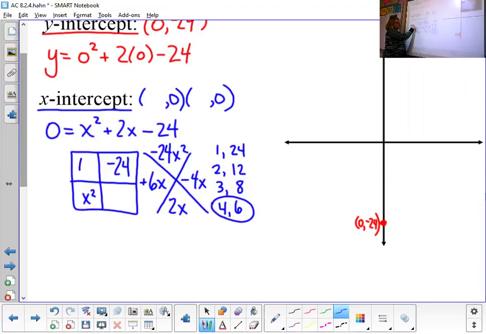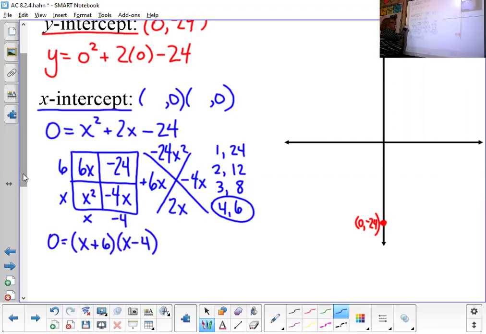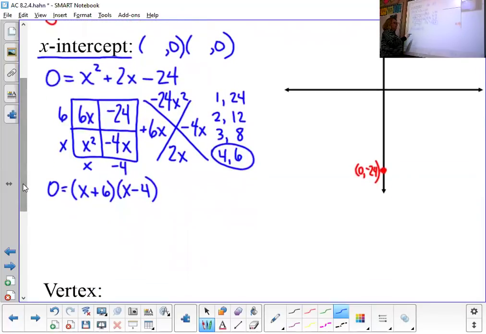Now I can put these two back into my area model. It doesn't matter which spot you put them in. And then I can work the outside of my area model to get my dimensions, my factored form, and I would get x plus 6 times x minus 4. Now that's not the solving part, that's just getting it to the point where we can solve.